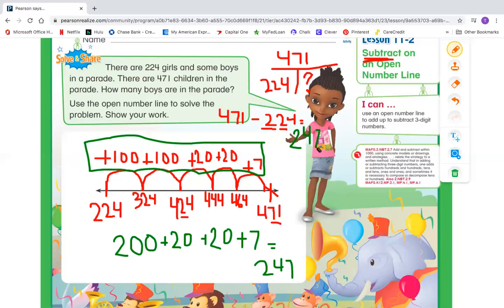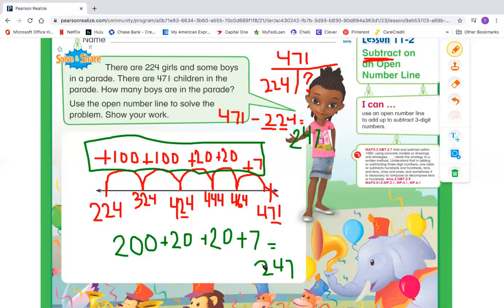So there are 2 different ways that you can use a number line. You can start at 471 and jump back this number, and where you land is your answer. I can start at 471, jump back 224, and land on my answer. Or I can count up to get to my answer. I can start with my little number, 224, jump and make a few guesses and jump until I get to my big number, and how many ever I jumped would be my answer.